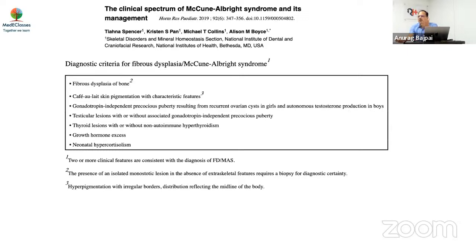But that does not mean that if you have a girl with a recurrent ovarian cyst who is behaving like this, she can't still have a GNAS activating mutation. Whether you call it McCune-Albright or not doesn't matter.